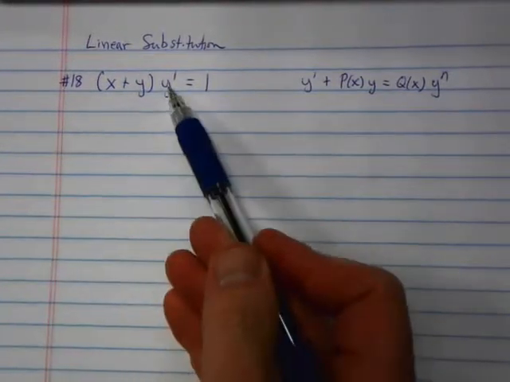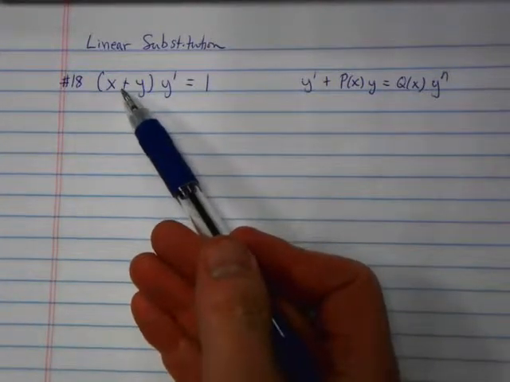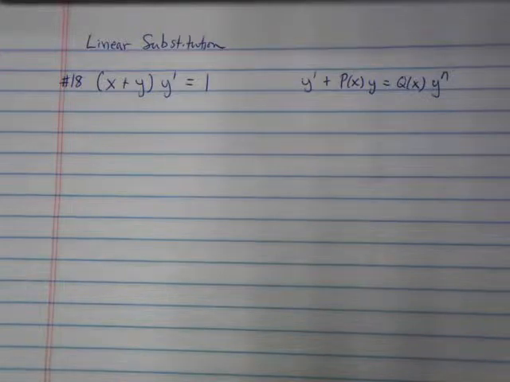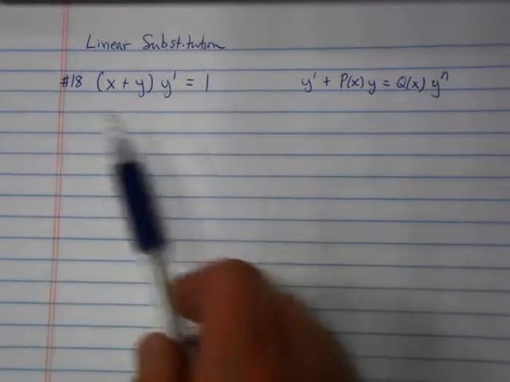By the same token, it's not Bernoulli, because Bernoulli would look like that. To get this y prime by itself, I'm going to have to divide by the x plus y. That's not going to help. All right, and it's not separable. So it doesn't fit any of the forms we've done so far.